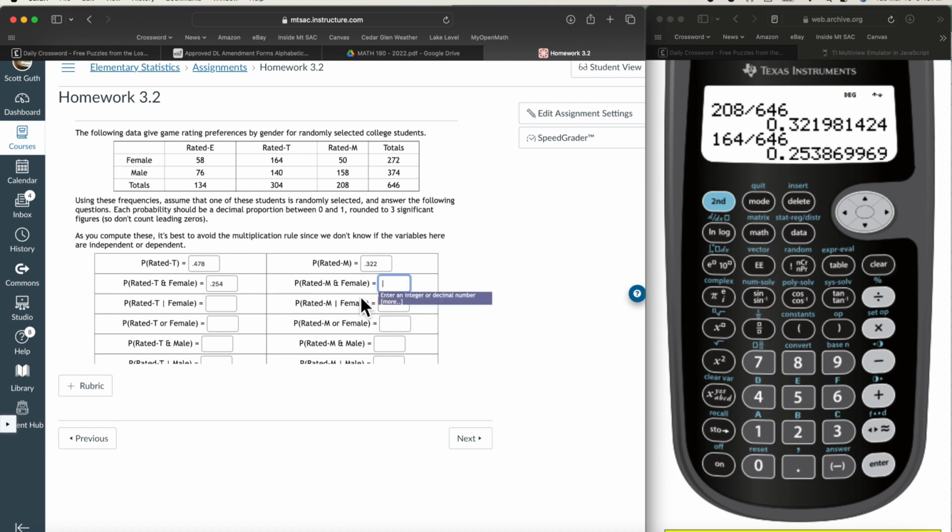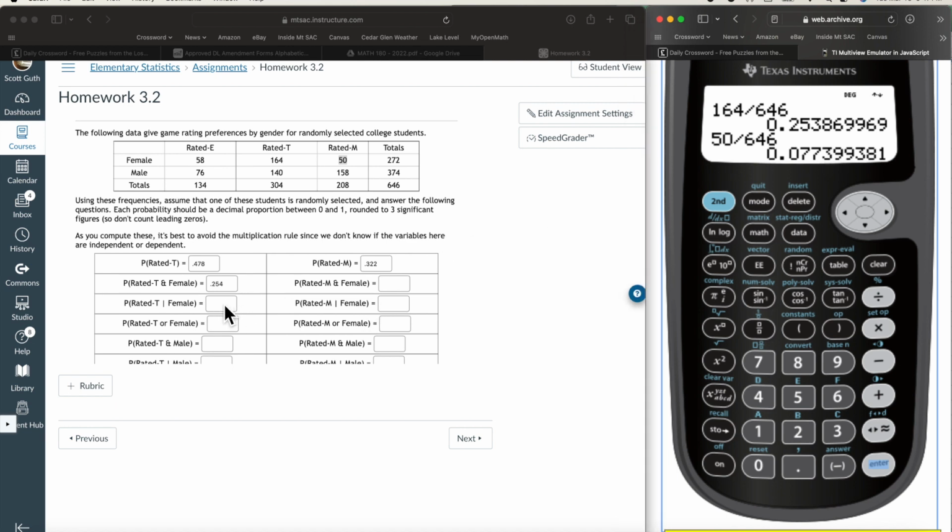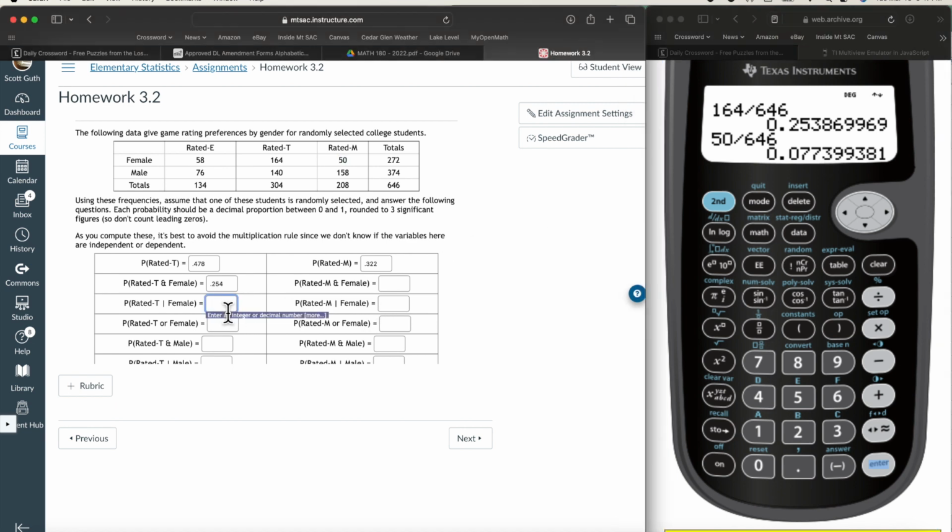Okay. Now rated M and female, so here rated M and female is 50 people. So we'll just do 50 out of 646. Okay, so it's 0.0774. Remember, we don't count leading zeros. So start at the first non-zero digit, 774. Okay, so put that down here. I'm sorry, rated M and female here.